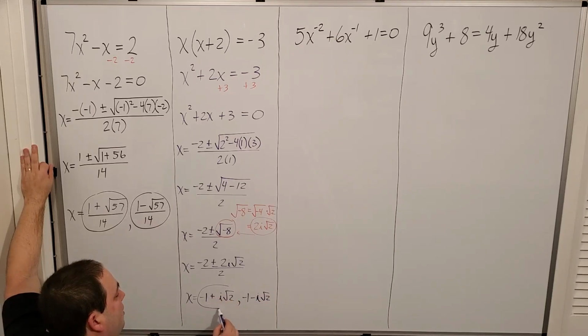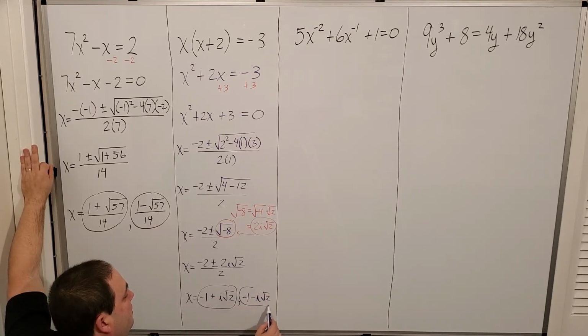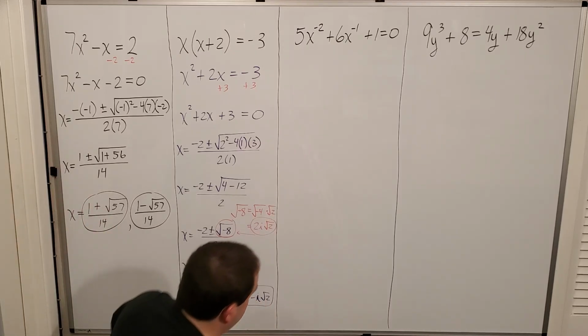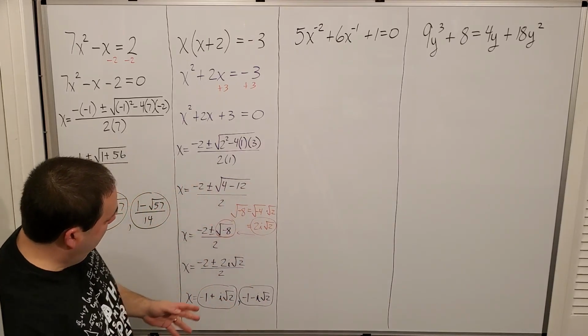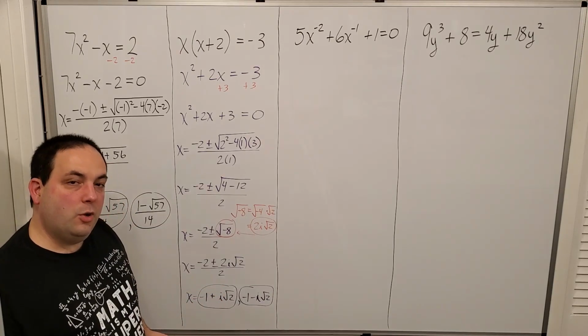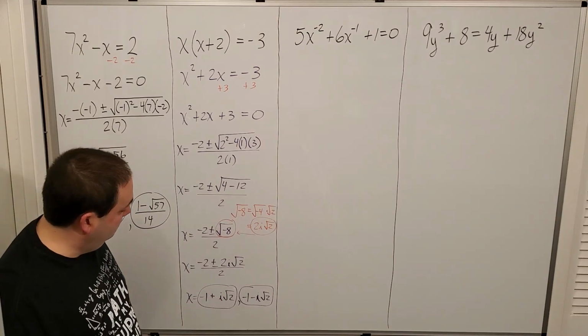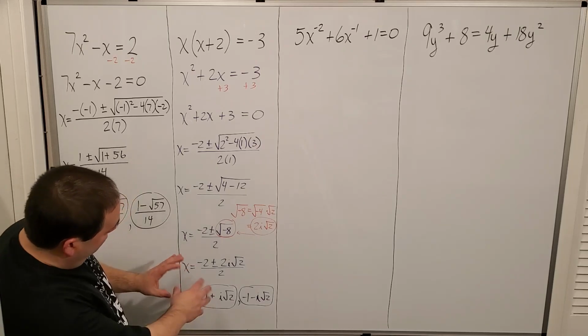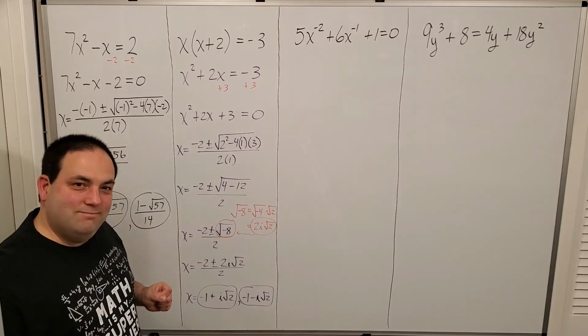And it is, of course, important to note that I do have two complex solutions here, right? A complex number being a number that has a real and an imaginary component. Make sure that you have all of your i's in order.